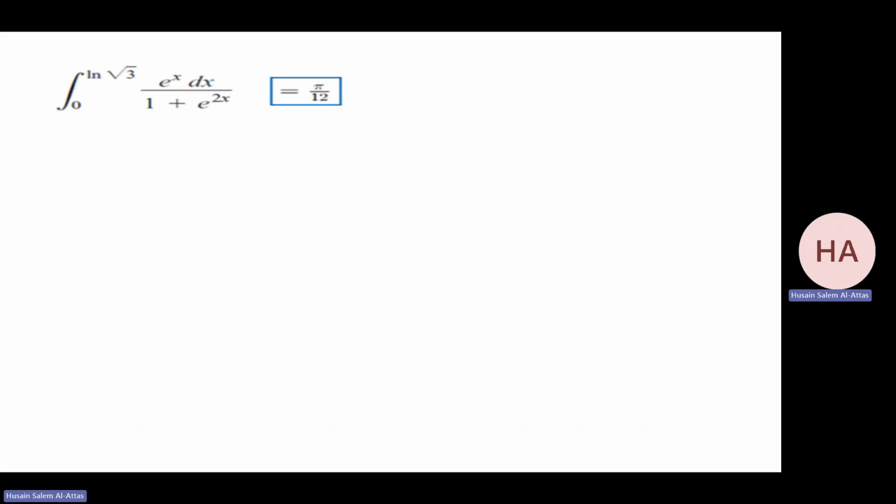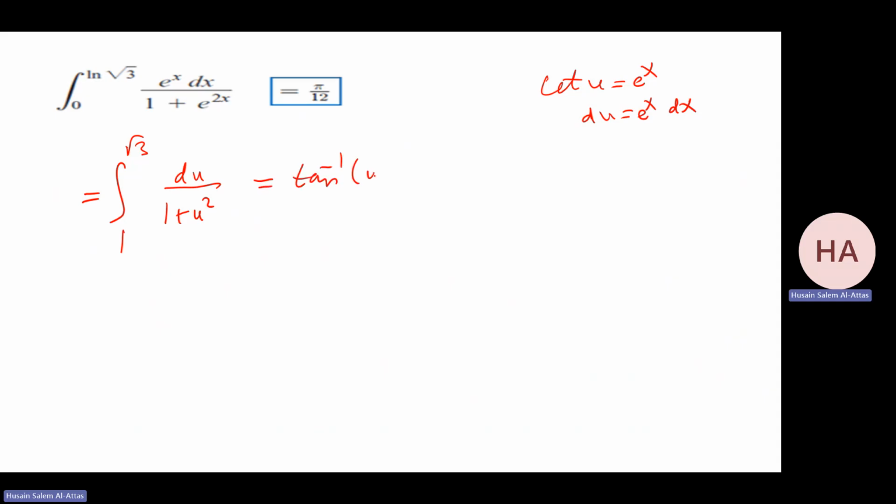Now let me do all the example problems. Okay. Now very clear, if I let u equal e to the power x, du will be what? e to the x dx. So this one will be what? E to the power 0, which is 1, e to the power ln square root of 3, that will be square root of 3. I have du over 1 plus u squared. That will be tan inverse of u from 1 to square root of 3. Tan inverse square root of 3 is what? Pi over 3 minus pi over 4. That gives me pi over 12.